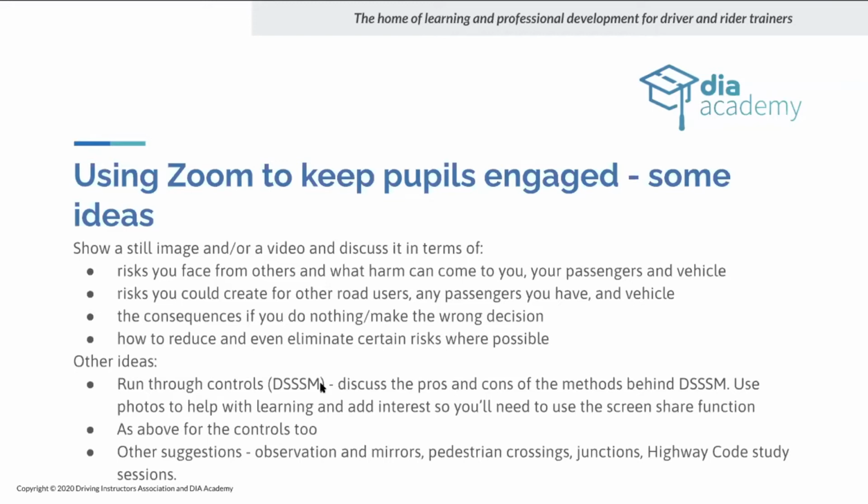So other suggestions, you can use it to talk about observation of mirrors. You can look at the different types of glass, where the blind spot areas would be. By sitting in your car, you might want to do a little picture of where you're looking and why that blind spot, how big that area is. Pedestrian crossings, loads of other things that you can do on there.